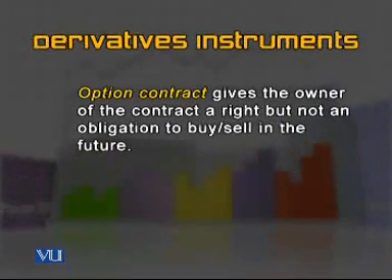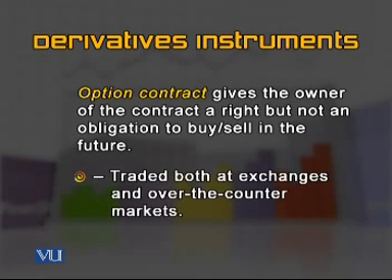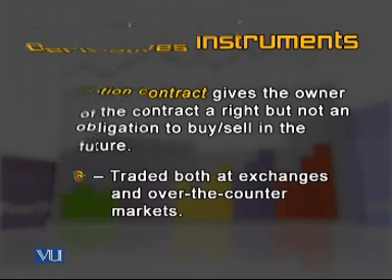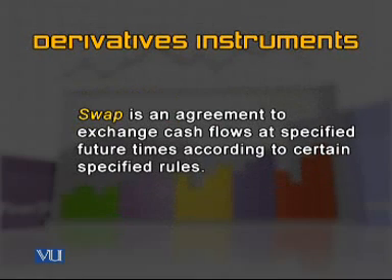Options is another part of the derivatives market, and an options contract gives the owner of the contract a right to buy or sell in the future. A right, not an obligation, unlike the futures contract. Options are traded both on the exchange and over the counter. Swap is another form of derivative market. It's an agreement to exchange cash flows at specified future times according to certain specified rules. So the buzzword is derivatives, and futures, options, forwards and swaps would then be talked about in more detail in future than compared to the bond markets and the equity markets.